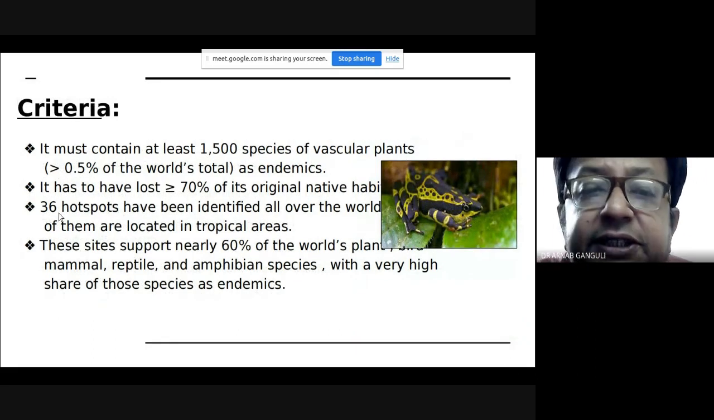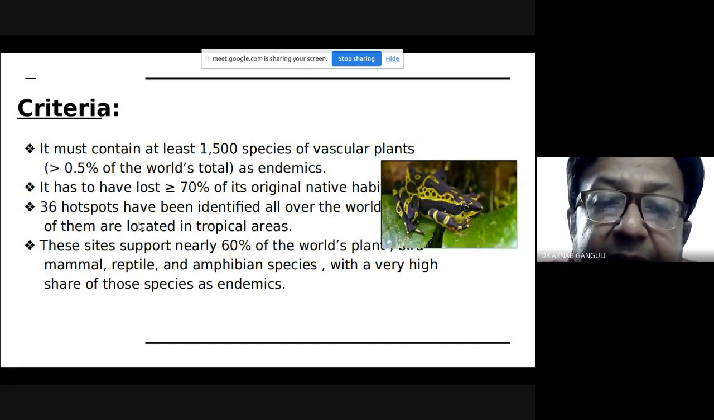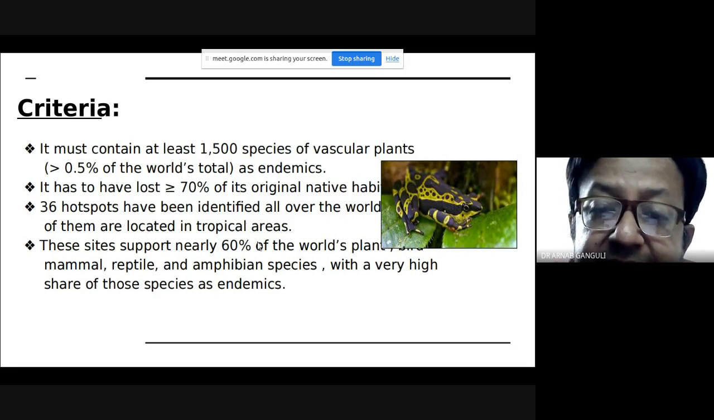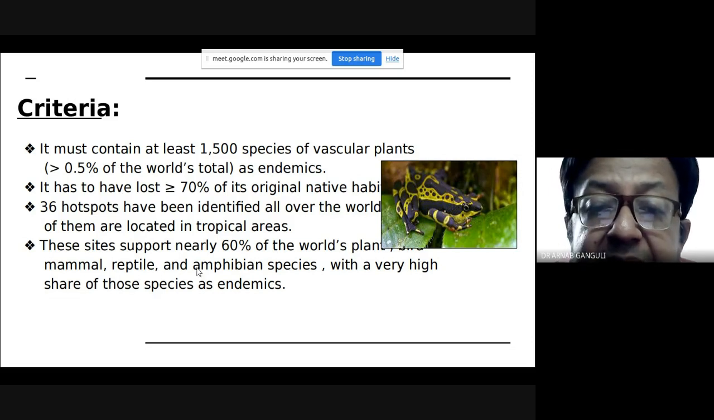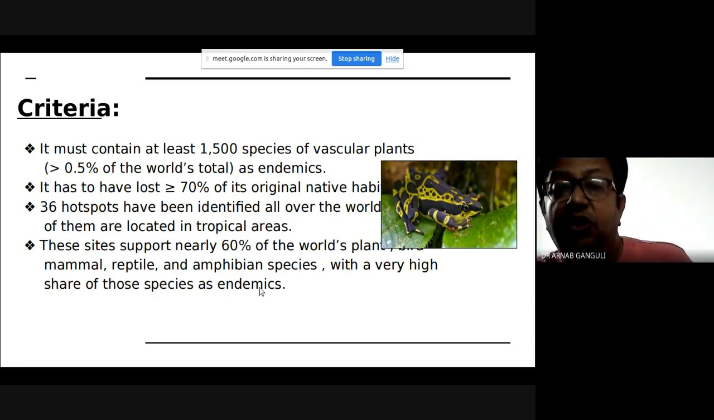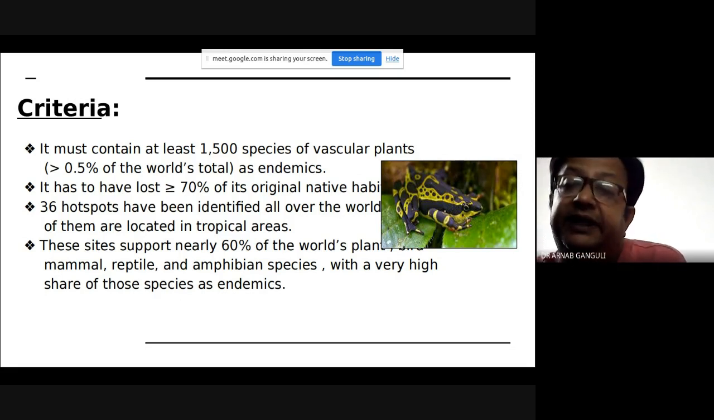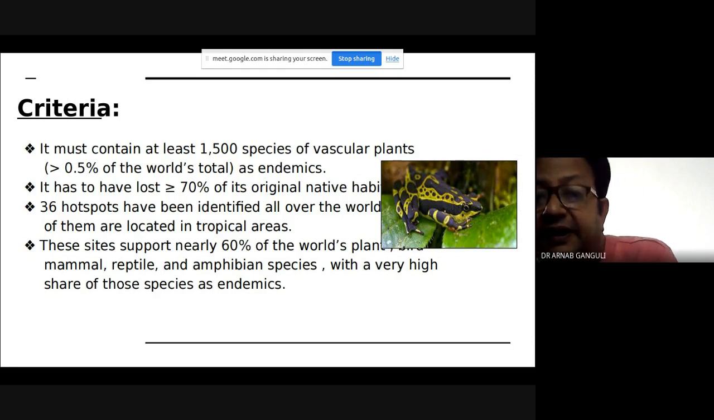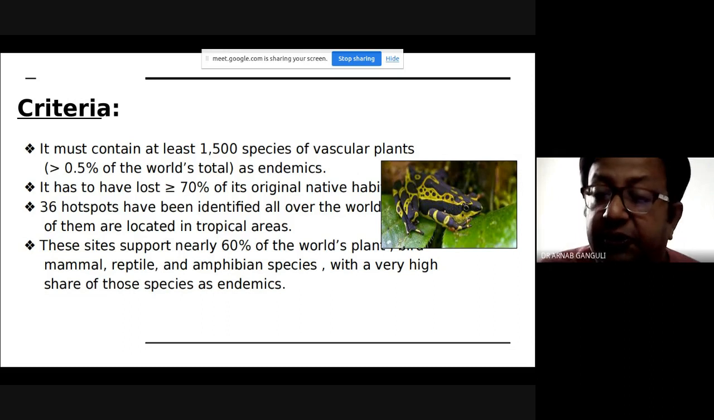So like this, 36 hotspots have been identified all over the world, and some of them are located in tropical areas. These sites support nearly 60% of the world's plant, mammal, reptile, and amphibian species, with a very high share of those species being endemic. So these 36 hotspots which have been identified in the tropical areas hold 60% of the world's plants and animals, and they are from there itself. Therefore, it is a hotspot.